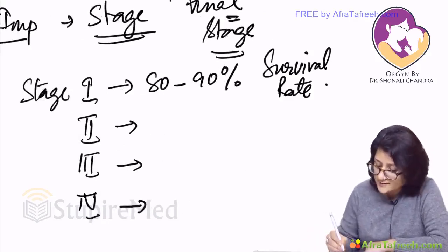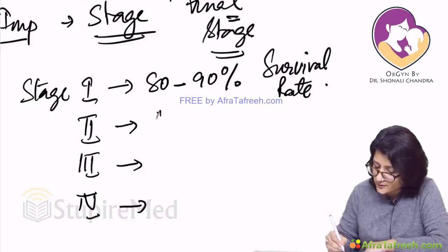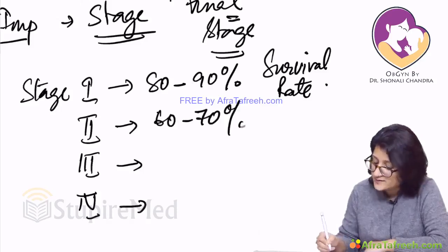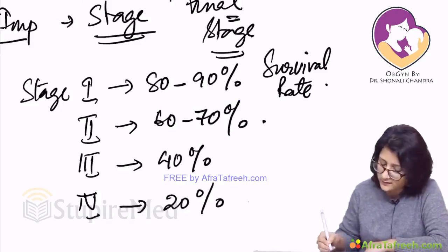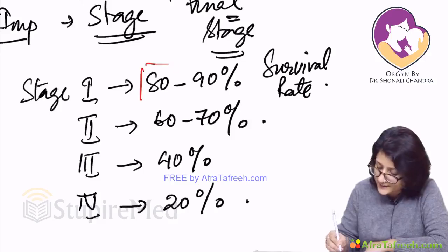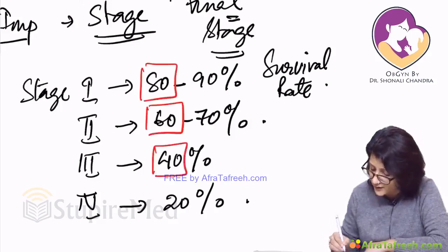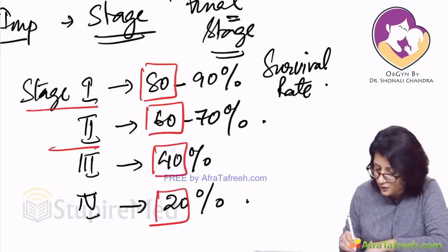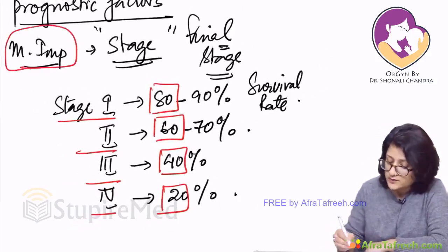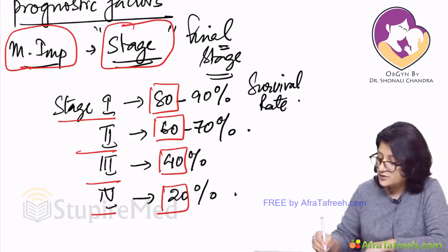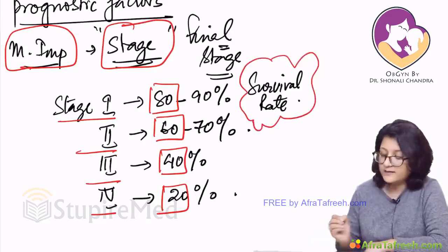With stage 2 cancer, the survival rate drops down to about 60 to 70%. With stage 3, it's about 40%, and with stage 4, it's about 20%. So you can remember this basically as 80, 60, 40, 20 as the survival rates for the different stages of ovarian cancer. The most important prognostic factor is the stage, which determines the survival rate.